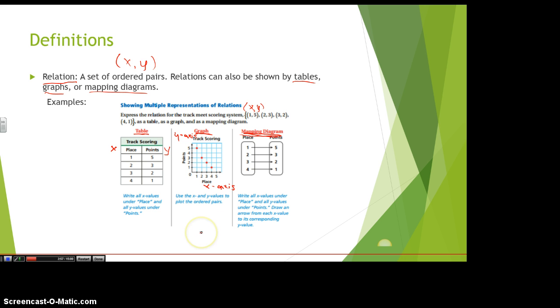The third representation of a relation is the mapping diagram. Notice my place, the x values, are on the left, and my points, the y values, are on the right. For every place there is a point: 1 goes with 5, 2 with 3, 3 with 2, 4 with 1. So you write all the x values under the place and all the y values under the points. You then draw an arrow from each x value to its corresponding y value. Hopefully this makes sense of how relations can be shown by tables, graphs, or mapping diagrams.